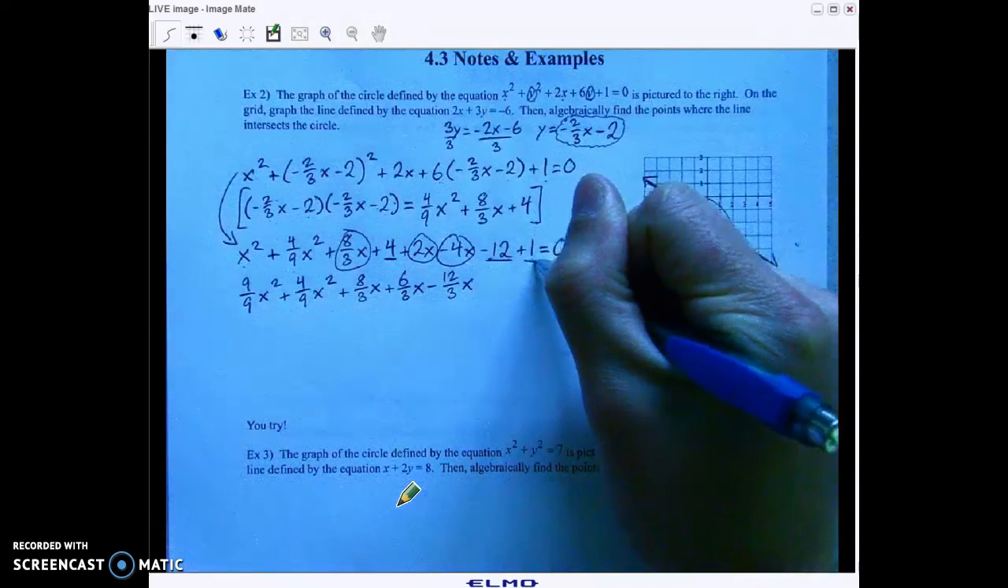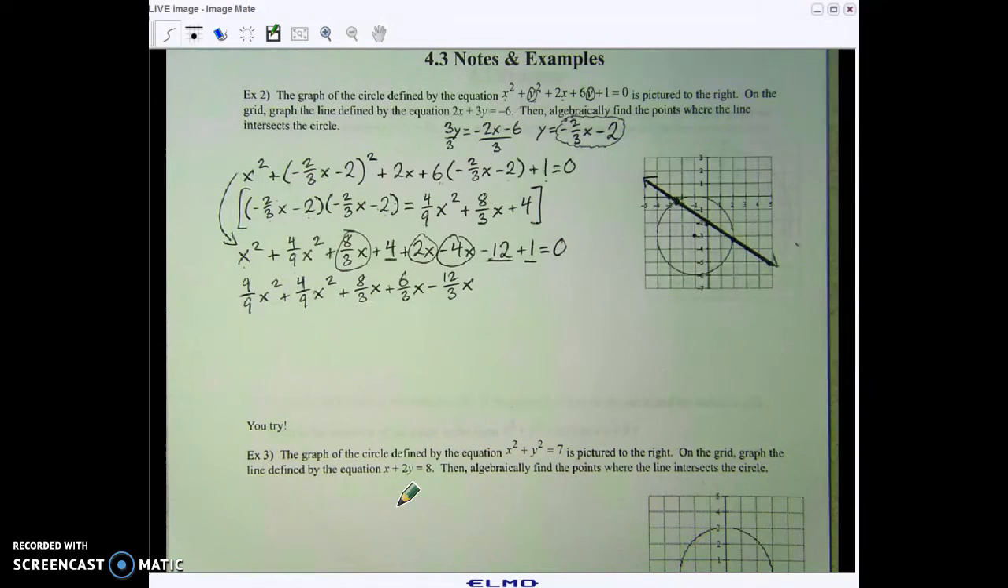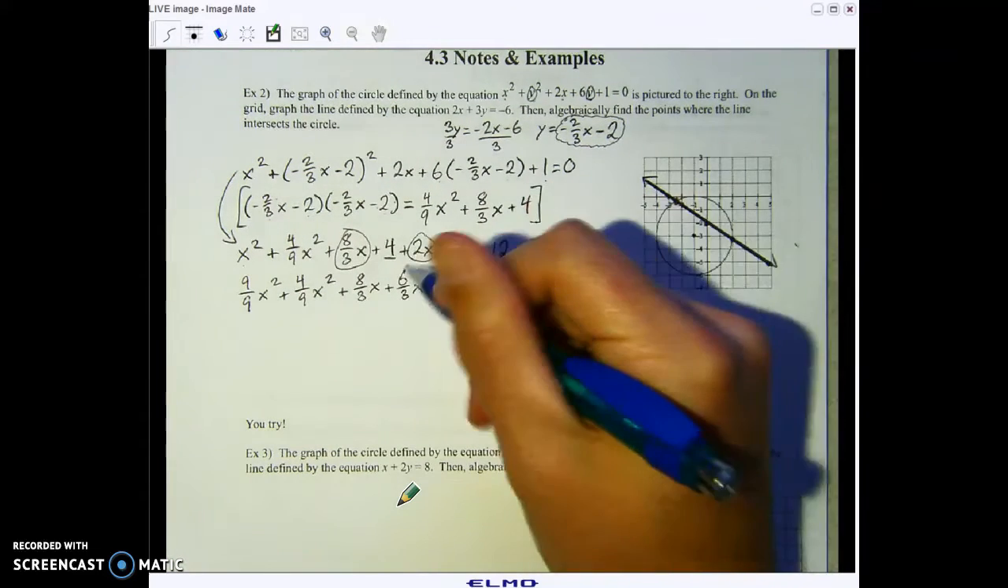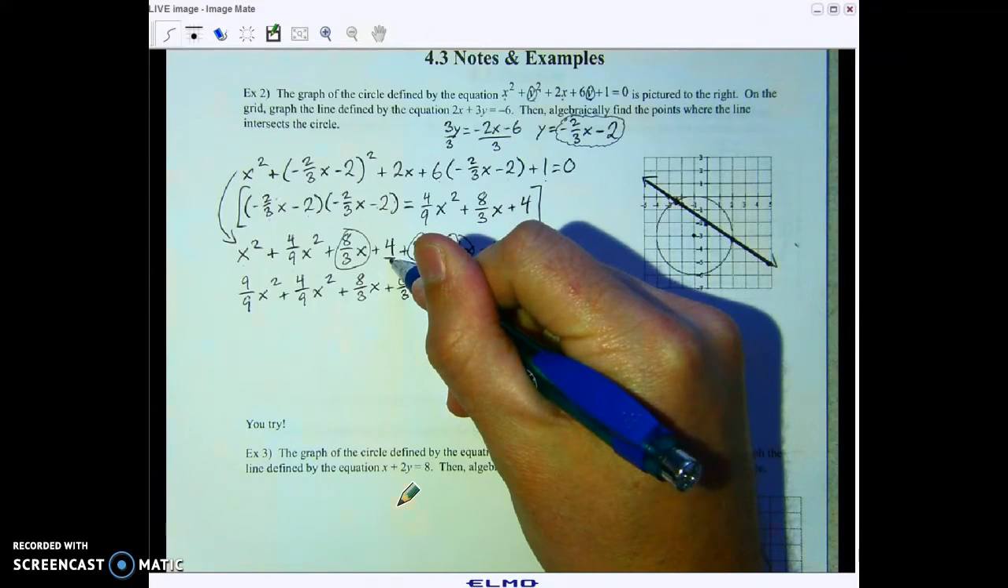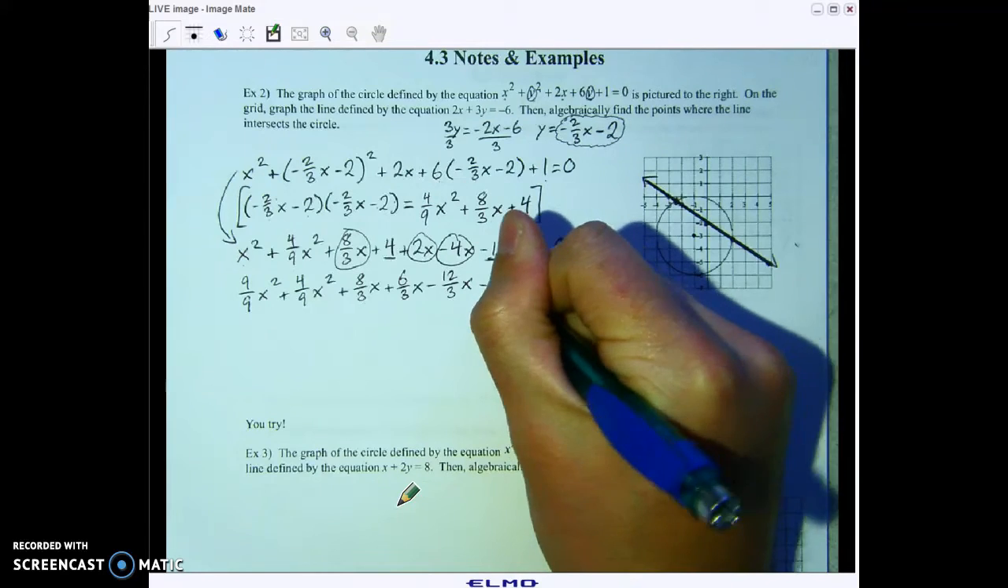Now my constant terms are 4, -12, and 1. I lost my light, so I'm just going to turn the light on there. Okay, so if those are my constants, I know that I'm going to have 4 minus 12 is -8. -8 plus 1 is -7, so that's my constant.